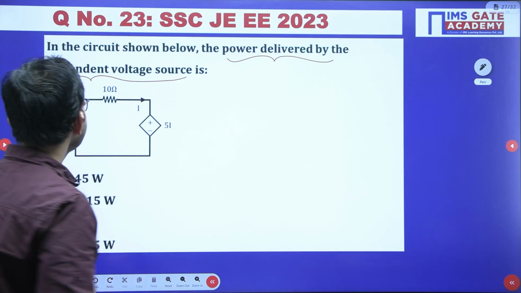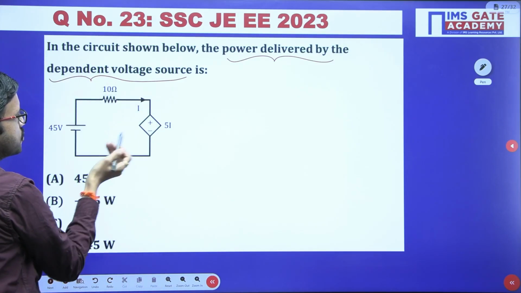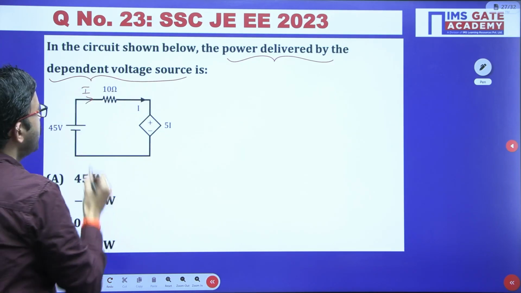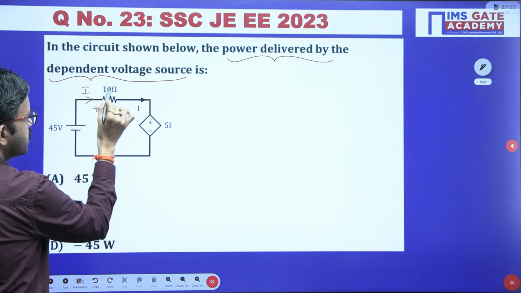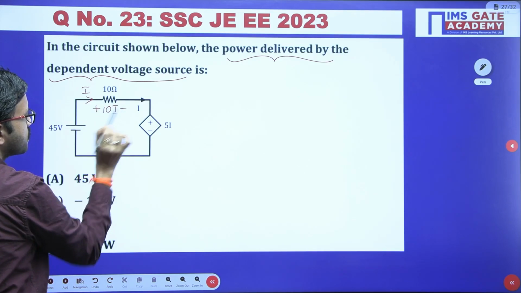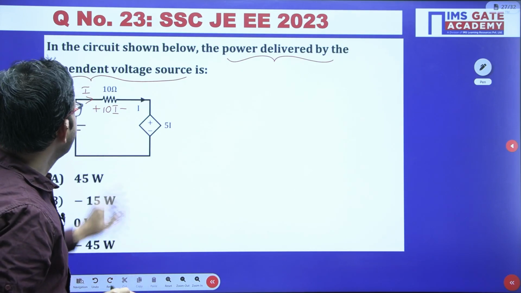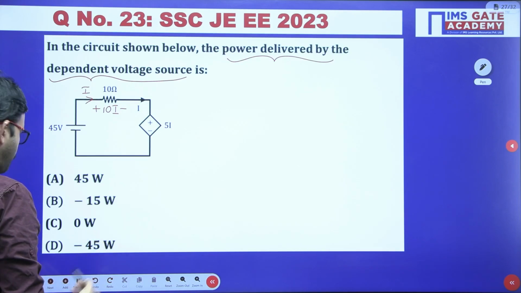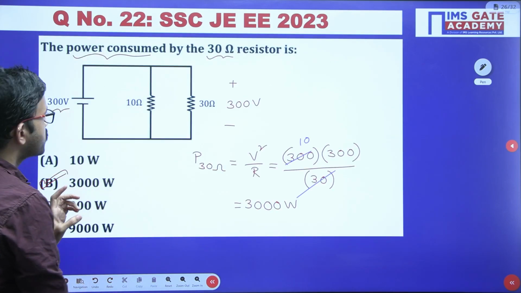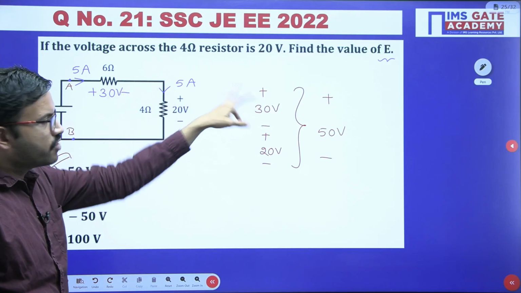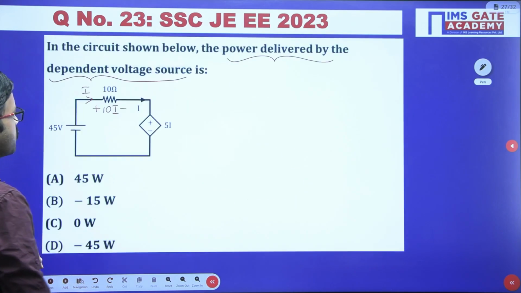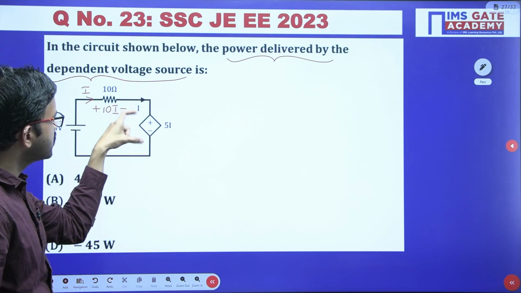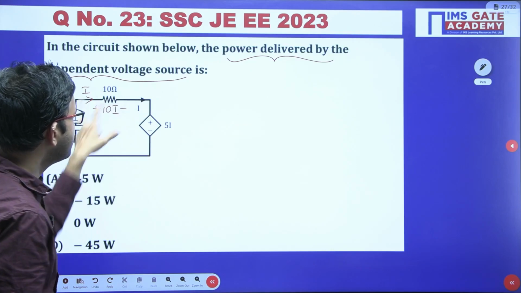Just observe, in this entire circuit, the current I is flowing like this. By using Ohm's law, the voltage across the 10 ohm resistor is 10 into I. In the previous case, we had 30 volt and 20 volt and we added them. In a similar way, you can observe here 10I and then 5I. We can add because the voltage polarities are the same, plus minus. I hope all of you are getting the clarity.